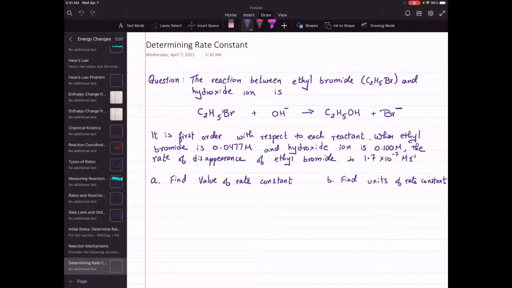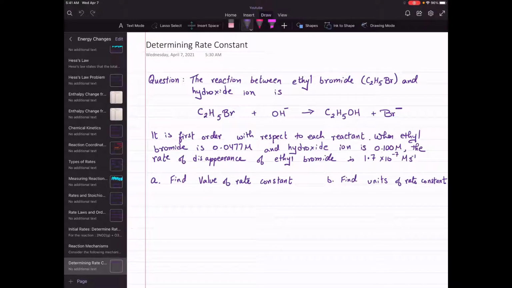So when ethyl bromide is of the concentration of 0.0477 molar, and the hydroxide ion is of the concentration 0.100 molar in the beginning, the rate of disappearance of ethyl bromide is 1.7 times 10 to the power negative 7 moles per liter second, which is the same as saying molar per second. We have two objectives in this question. We need to find the rate constant, the magnitude, the size, and the units for the rate constant.